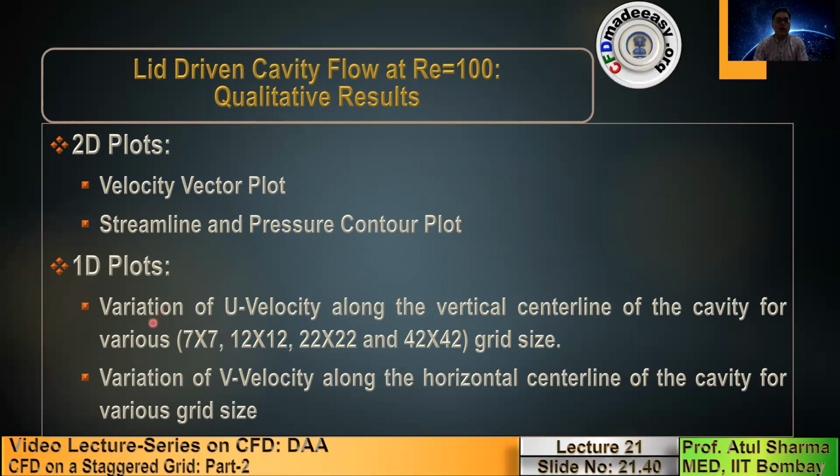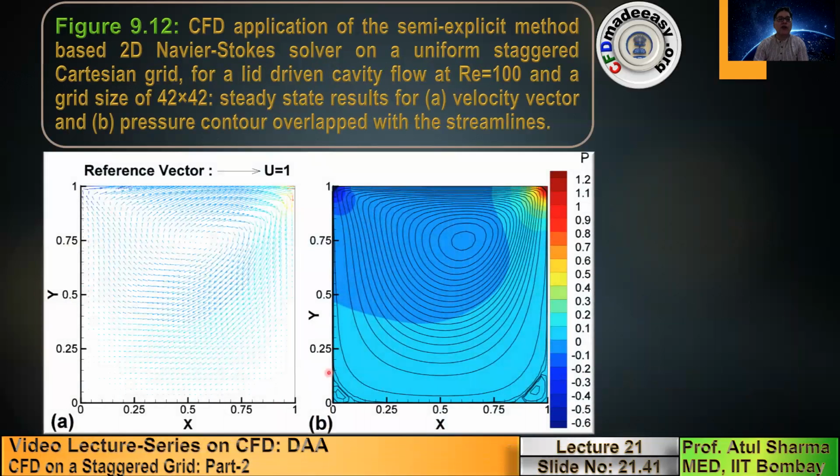So once you run your code, you store the variation of u velocity along the vertical center line of the cavity, and the variation of v velocity along the horizontal center line of the cavity, for various grid sizes. On the cavity there are two center lines on which you store the data: horizontal velocity on the vertical center line, and vertical velocity on the horizontal center line. There is data available corresponding to these center lines, with which you can compare the results that you obtain from your computer program with the published results, and check whether they are matching, for testing.